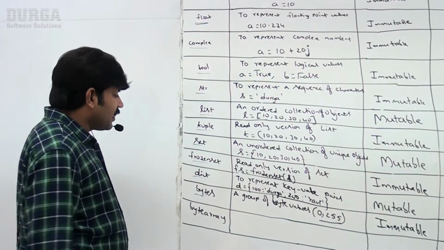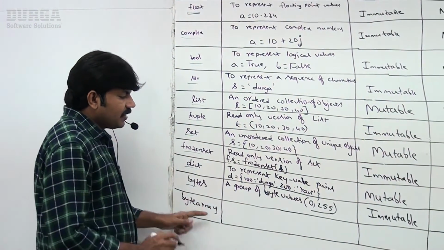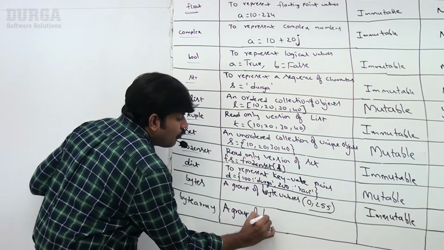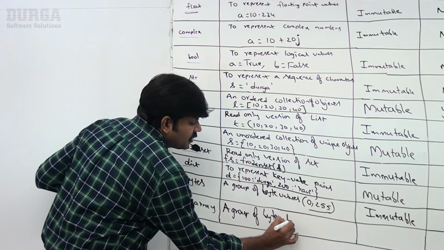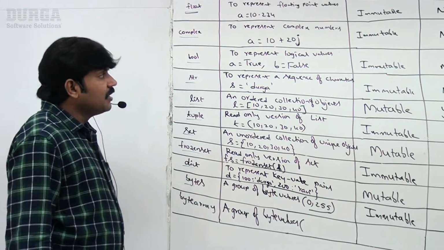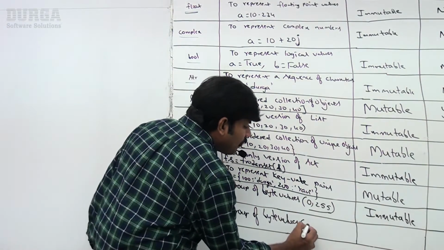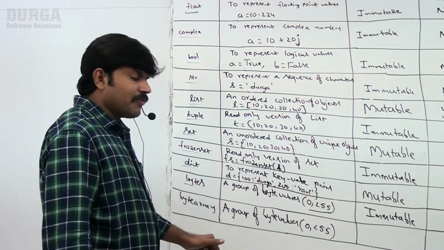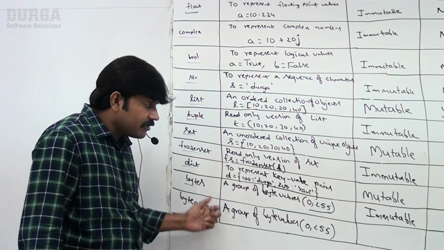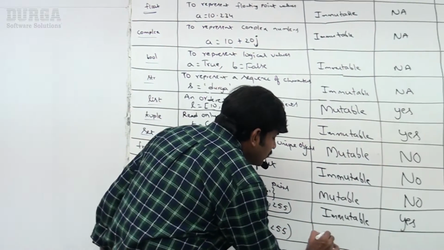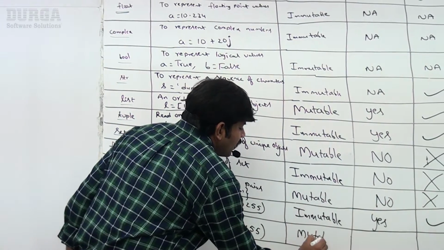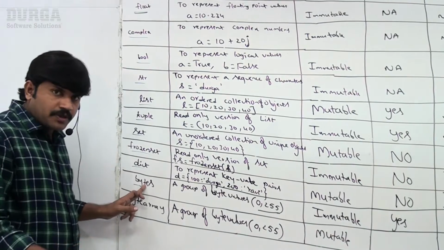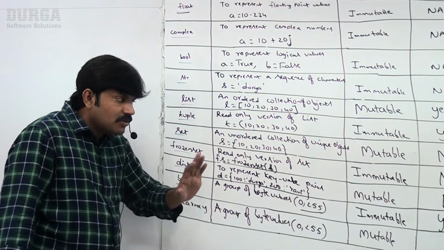Now, byte array is also a group of byte values. Compulsorily the value should be 0 to 255 only. But where is the difference between bytes and byte array? Byte array is mutable. Are you getting? Observe that: bytes is immutable, but byte array is mutable.